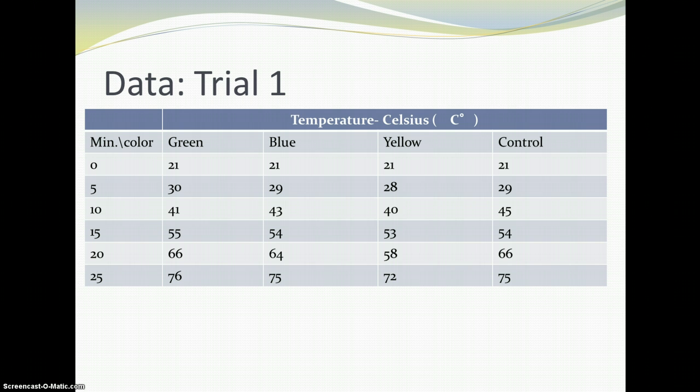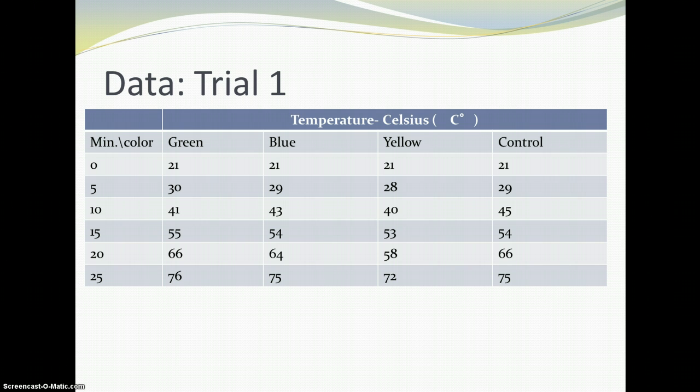At minute 10, the color green was at 41, while blue took 43. And then yellow stayed at a temperature of 40 degrees Celsius, while the control got a little boost up to 45 degrees Celsius. On minute number 15, green got ahead by going to 55 degrees Celsius, while blue went to 54 degrees Celsius, yellow 53, and the control was also 54 degrees Celsius.